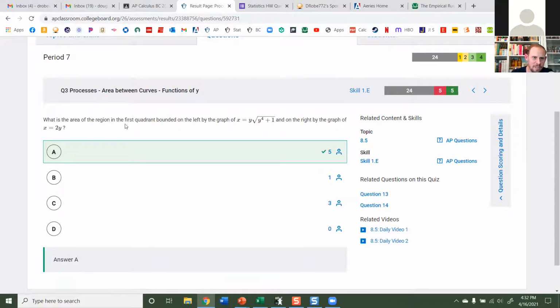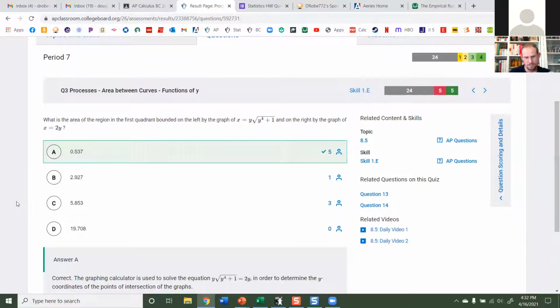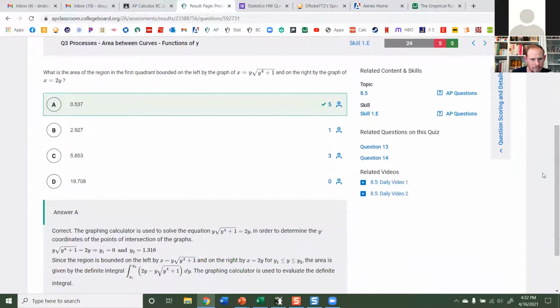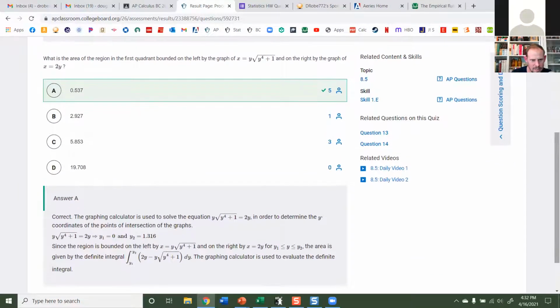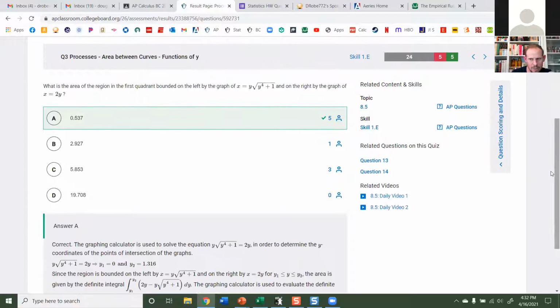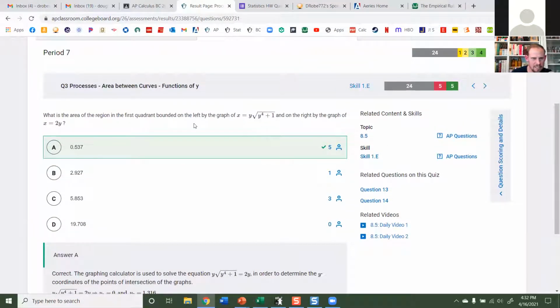What is the area of the region in the first quadrant bounded on the left by the graph of that and on the right by the graph of that? All right, so let's see, do they give the answers in terms of integrals or is it just not going to show up? Oh, they actually give you answers. Okay. So we've got a couple of things we can do here. And yeah, they actually find where they cross. I don't know if you really need to do that. I guess you probably do if it's bounded by that on the left and that on the right.